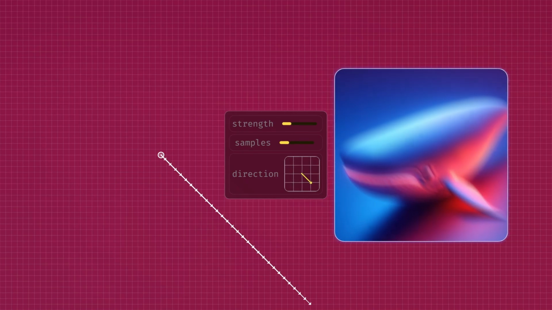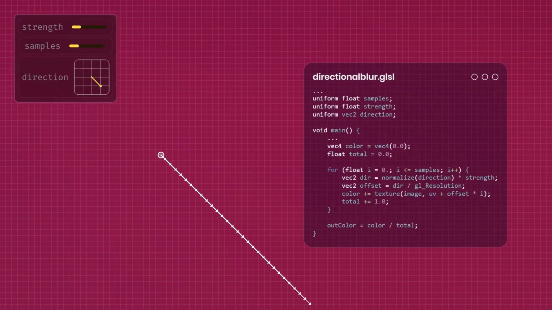In code, we start with the UV coordinates, and in a for loop we begin sampling colors from offset pixels. To intensify the blur, we scale the offset by a float. The more we scale it, the more spread out the blur becomes.